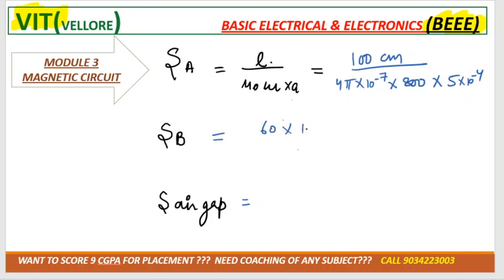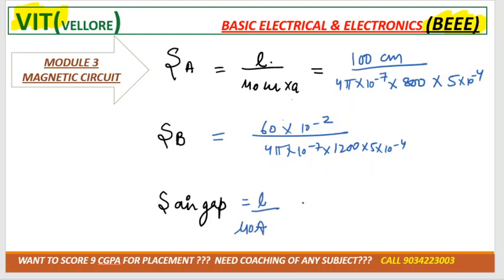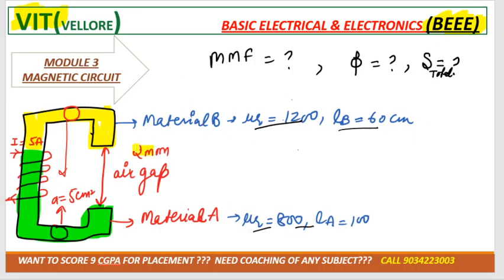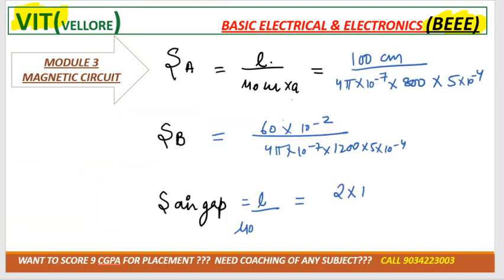Similarly for material B, we can do it: 4 pi into 10 raised to power minus 7 into 1200 into 5 into 10 raised to power minus 4. And for this one, the reluctance is L divided by mu naught into area. So L is how much? The air gap length they have given 2 millimeter, right? And area is again the same, area they have cut it, right? So that would be 2 into 10 raised to power minus 3 divided by 4 pi into 10 raised to power minus 7 into 5 into 10 raised to power minus 4.